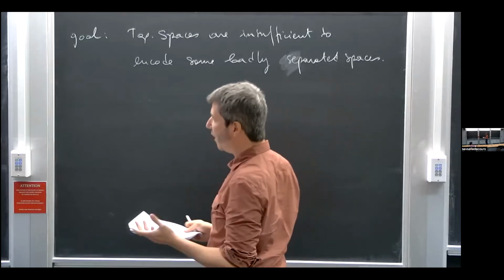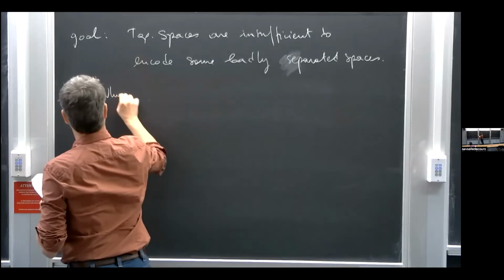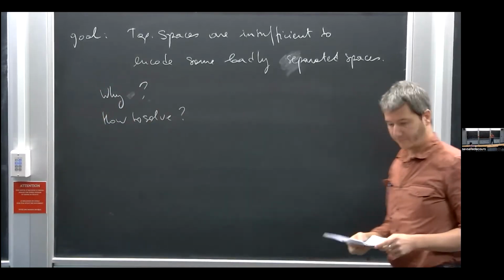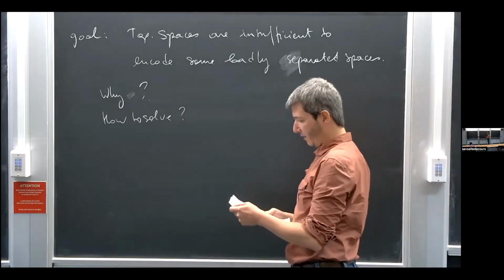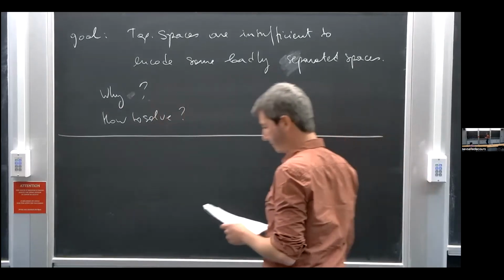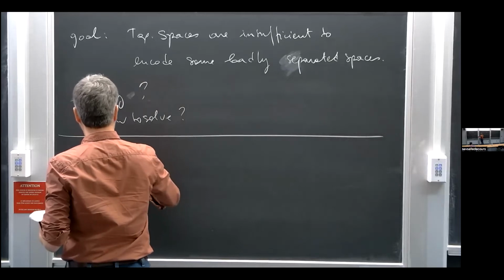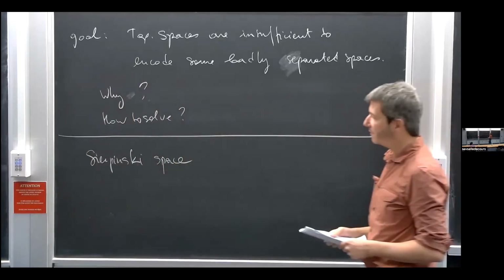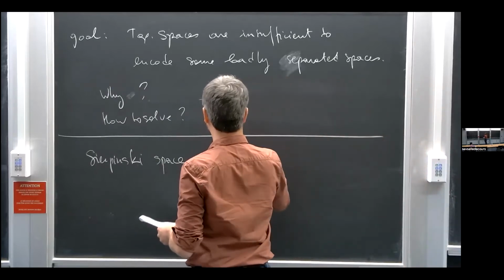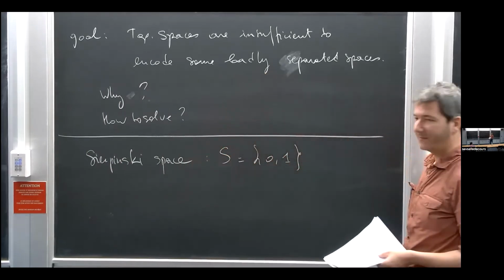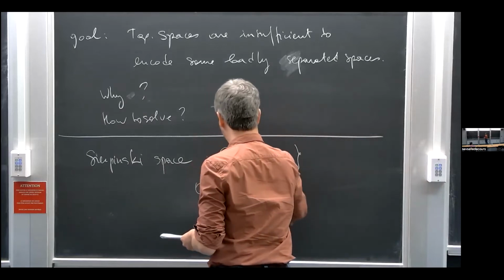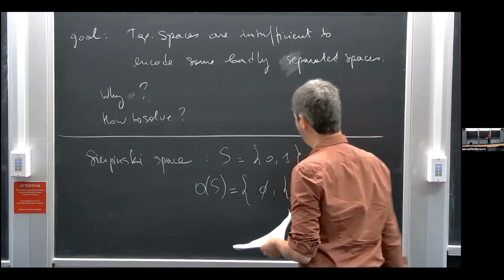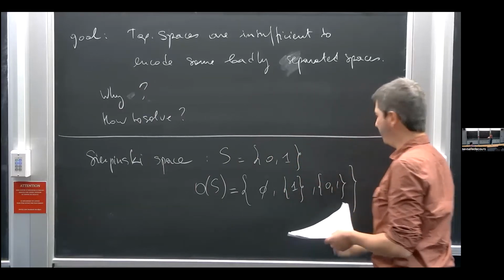Okay, so we need to understand why there's a problem with topological spaces and how to solve it. So I need to start with some recollection. And the main protagonist of topological spaces is the Sierpinski space. It has two elements, 0 and 1, and the topology is the only non-trivial topology. So there's the empty set, which is open, the singleton 1, and the whole space.